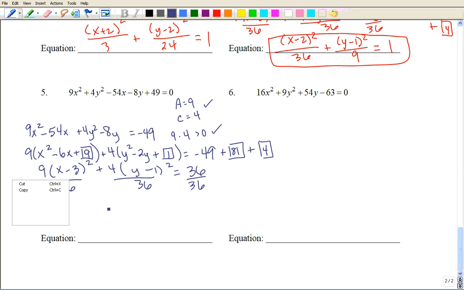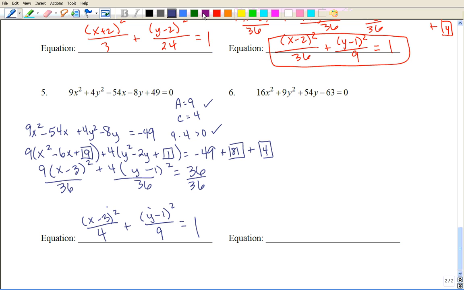So we have 9 over, that's a 36. Okay, so 9 over 36 reduces to, so we have x minus 3 squared over 4 plus 4 over 36 reduces, so we'll have y minus 1 squared over 9, and then 36 divided by 36 is 1.